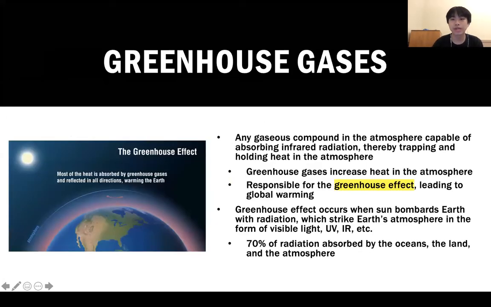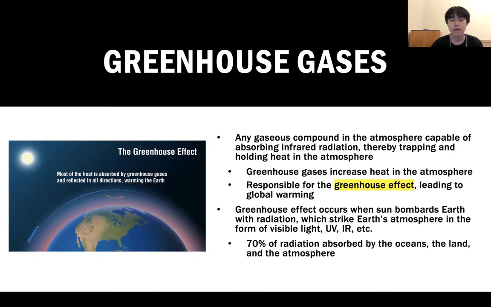So we'll talk about greenhouse gases first. A greenhouse gas is any gaseous compound in the atmosphere capable of absorbing infrared radiation. And when greenhouse gases absorb infrared radiation, they trap and hold heat in the atmosphere, which increases the amount of heat in the atmosphere, and which is responsible for the greenhouse effect, which leads to global warming.